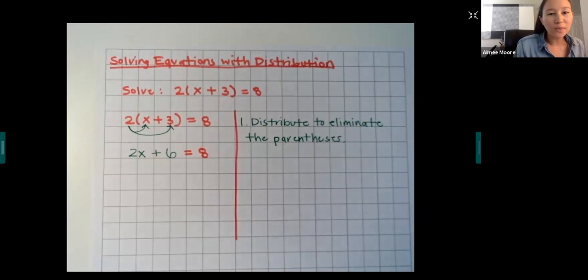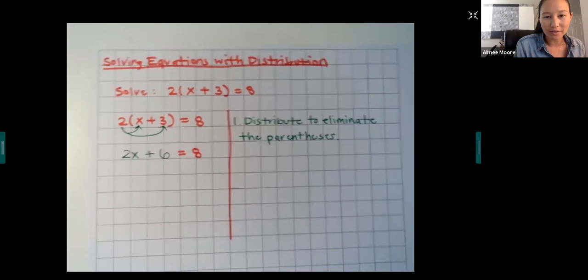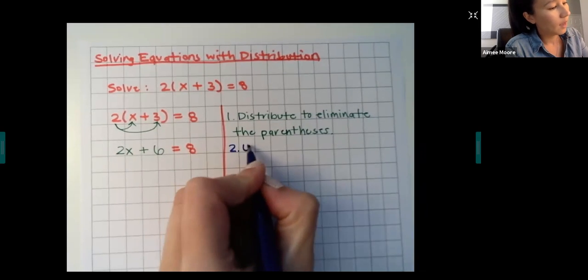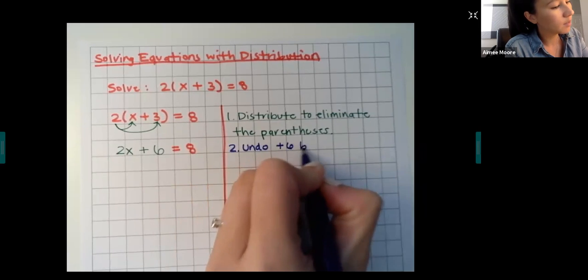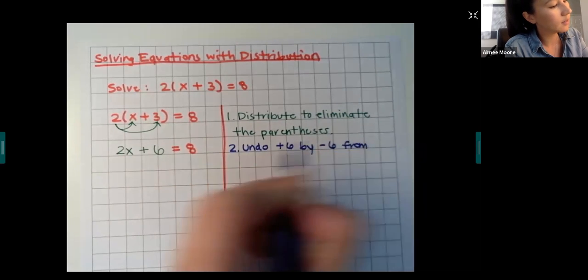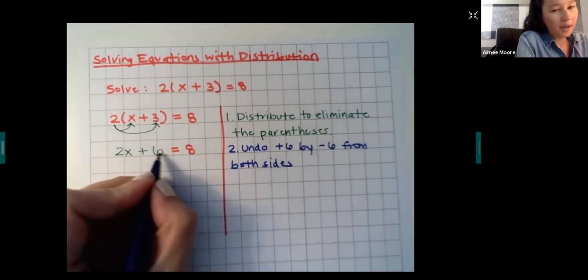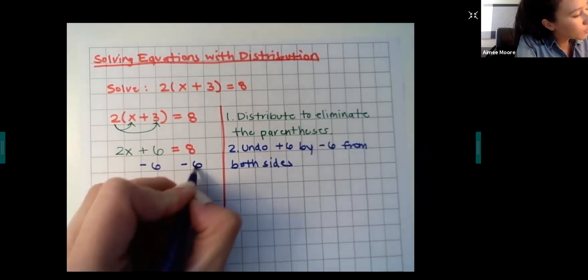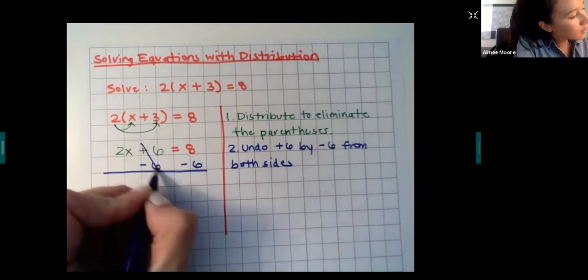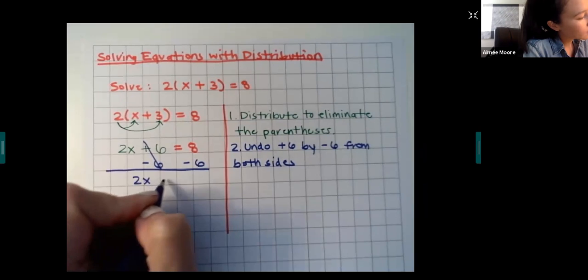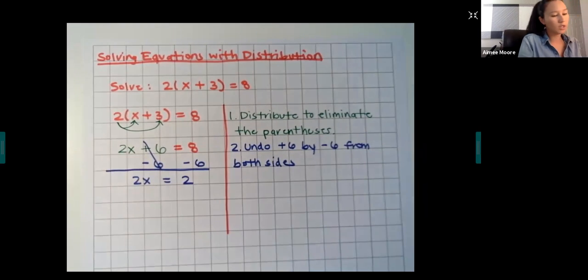Once you do that, it's exactly what you just did. Solve it. Now it's a 2-step equation. What we just did. So we would undo our positive 6 by subtracting 6 from both sides, just like we've been doing. So we have a plus 6, so we get rid of that by subtracting 6 from both sides. So our 6's cancel out, leaving us with 2x equals 8 minus 6, which is 2.